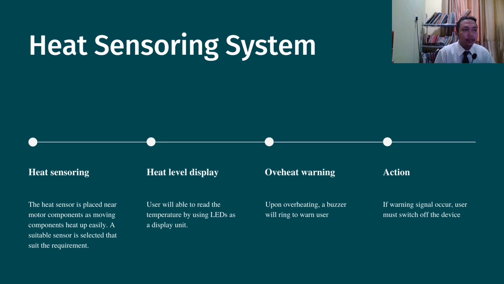Next, we have to display the level of heat. So by using LED lights, the user will be able to read the level of temperature from the display unit. Next is the overheat warning. So a buzzer is installed to warn the user when overheating happens. So the recommended action for the user is to manually switch it off.